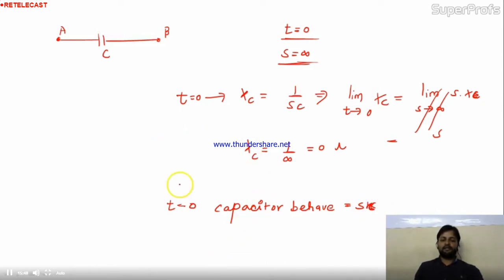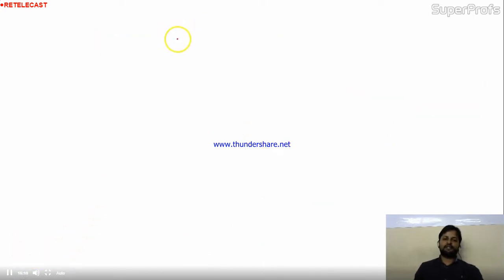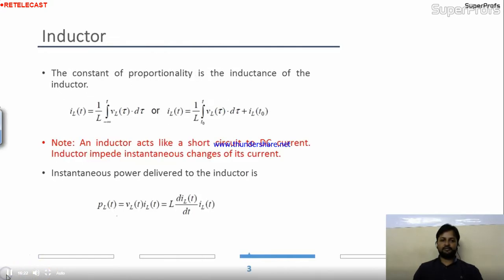Okay. Similarly, for the inductor, if we see at t equal to 0, we know that the inductive reactance is nothing but SL. So at t equal to 0, it will be infinity, means it will be an open circuit. What it means actually, whenever you are changing something, see, okay, I'll illustrate this in the numerical only. Come to the numerical now. We'll take one numerical and then we'll start.